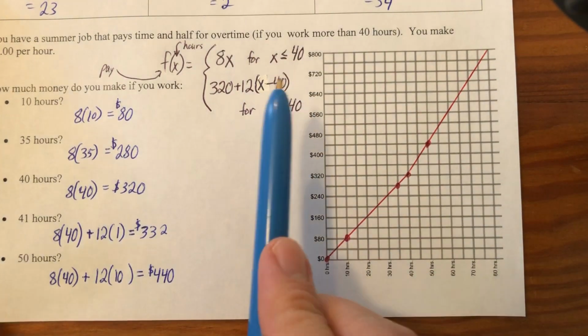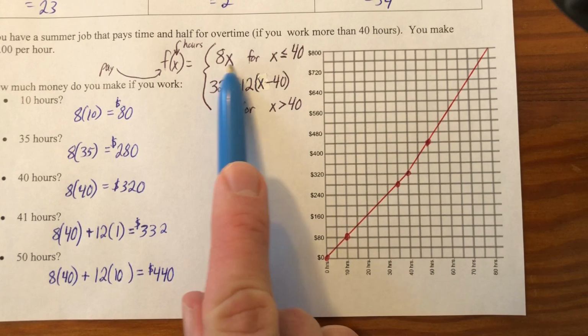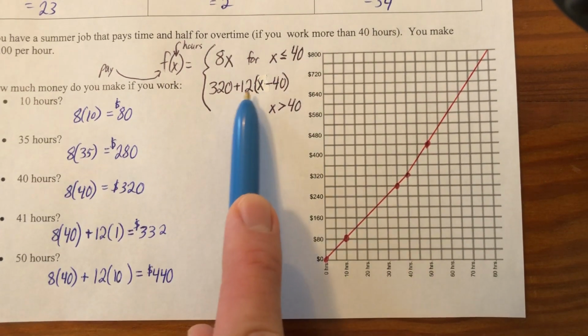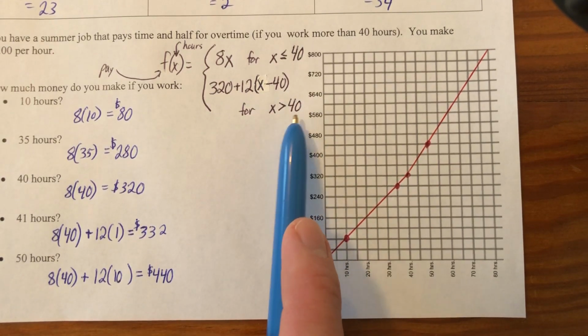So here are our two pieces. If I want to know how much money I earn for any x value of hours worked, I'll use this when I work less than or equal to 40 hours. I'll use this expression, this piece of the function, when I work more than 40 hours.